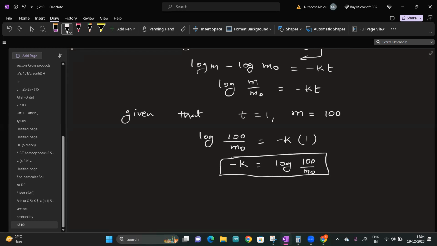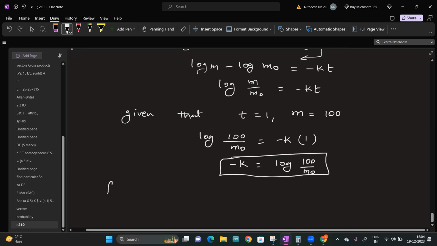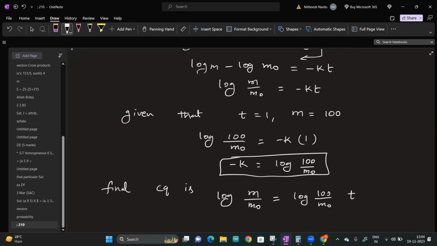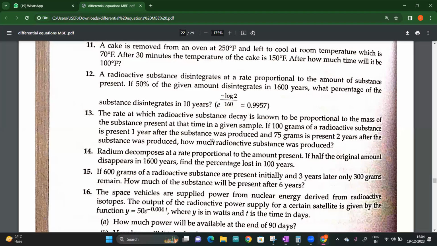Copy it. So now substituting, the final equation is log m by m naught is equal to minus k value, log 100 by m naught, into t. What did he say next? He said after 2 years, we will check the question one more time. 75 grams left after 2 years.